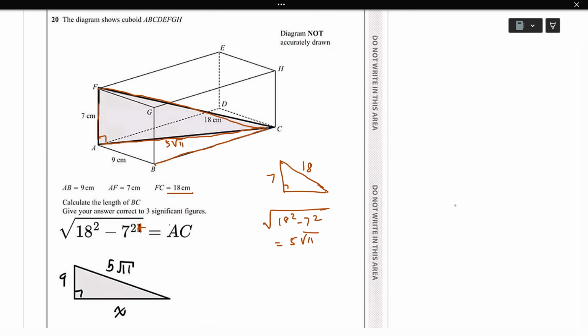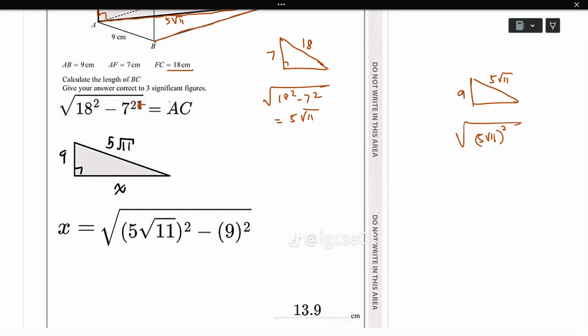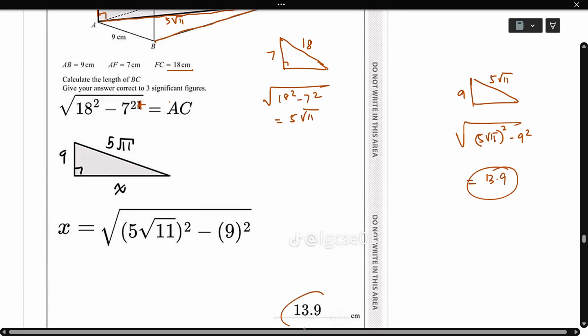Now we take the other triangle, where here is 9 and here is 5 root 11. We need to find BC. We use another Pythagoras: square root of 5 root 11 whole square minus 9 square, which is going to be 13.9. That is the answer, 13.9.